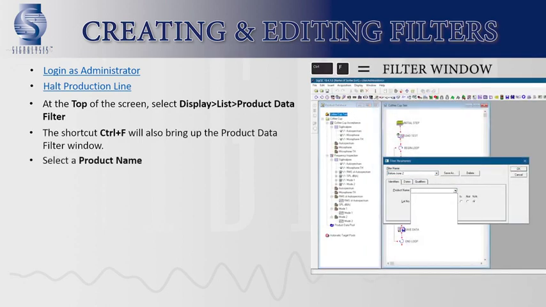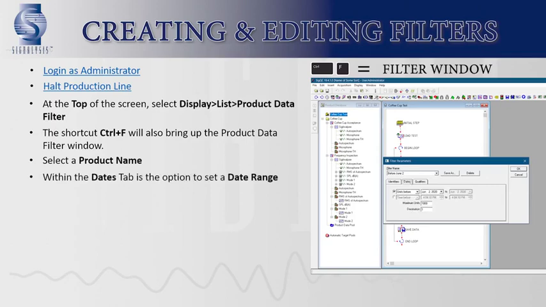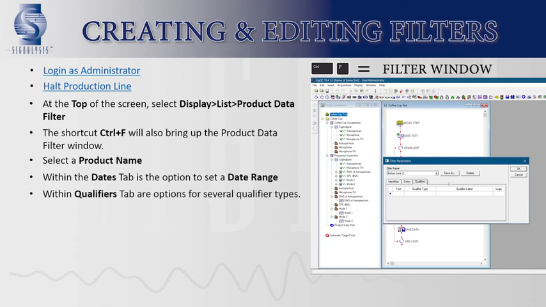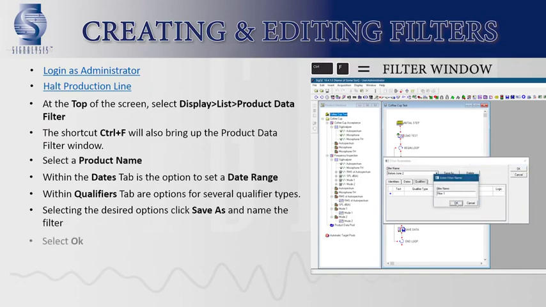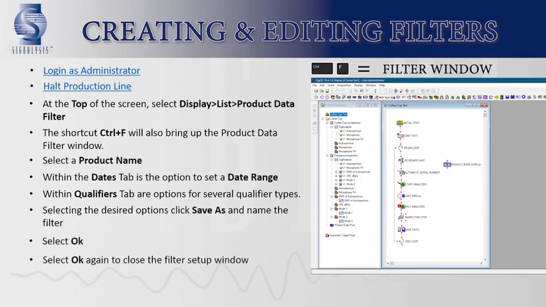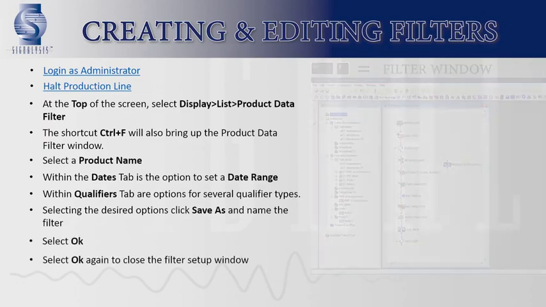Select a product name. Within the Dates tab is the option to set a date range. Within the Qualifiers tab are options for several qualifier types. Selecting the desired options, click Save As and name the filter. Select OK. Select OK again to close the filter setup window.